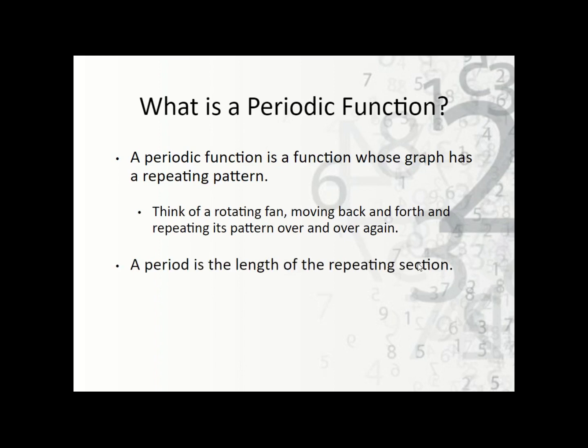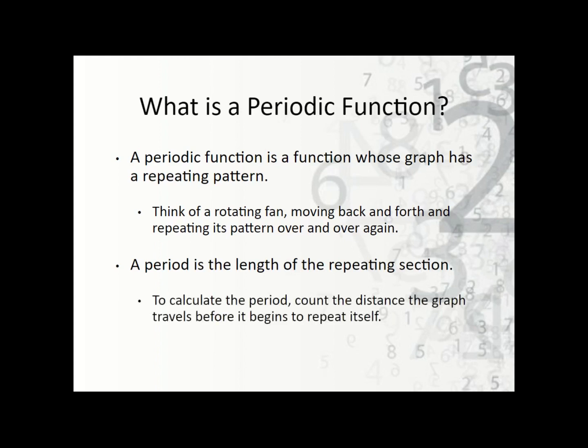A period is the length of the repeating section. So how long does it take for it to start back over again? To calculate the period, you're going to count the distance the graph travels before it begins to repeat itself. Whatever the pattern is, so it goes up and then down and then starts over again, then up and then down and so on. So when does it get back to its original starting point?